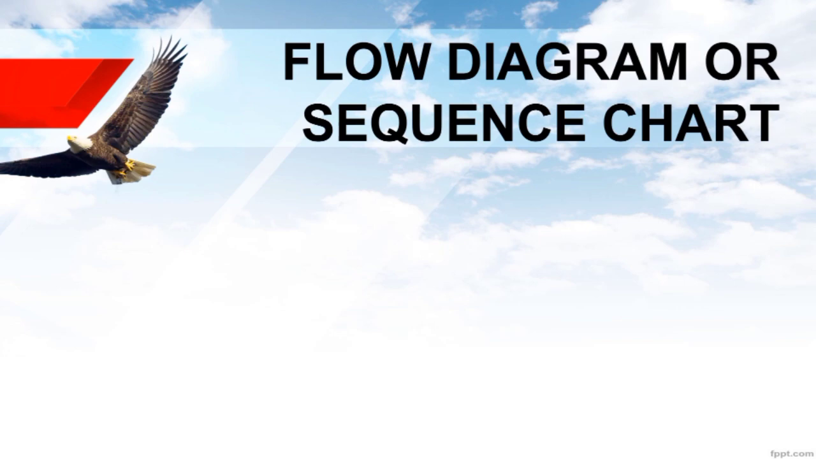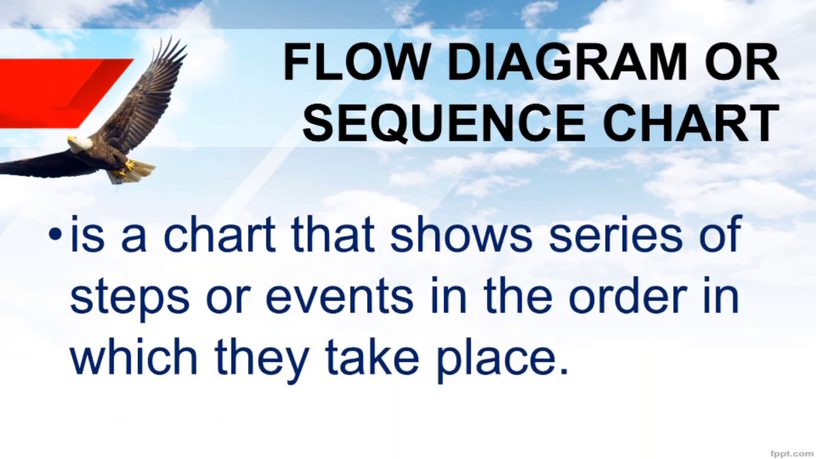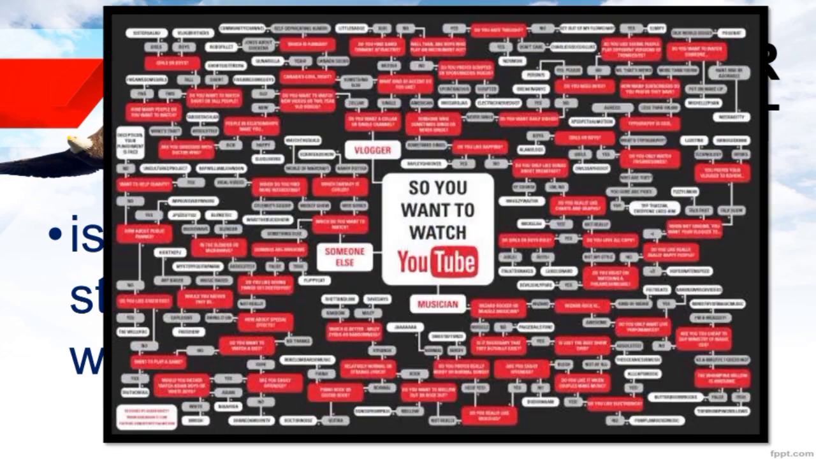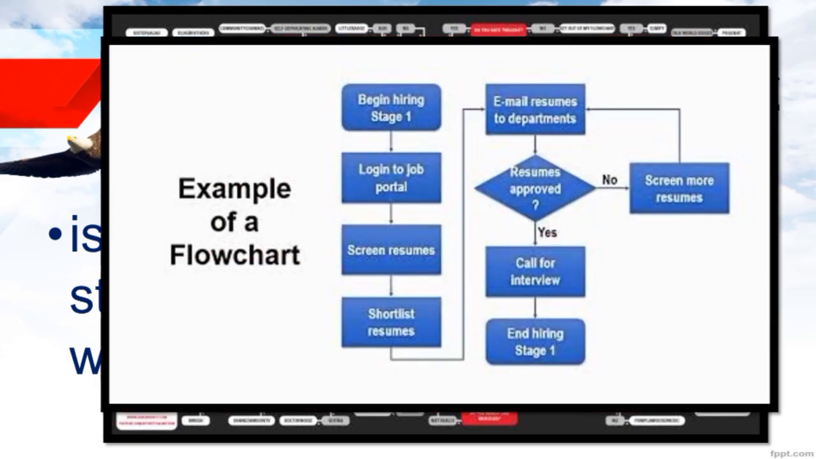Flow diagram or sequence chart. What is it? A flow diagram or sequence chart is a chart that shows a series of steps or events in the order in which they take place. Any concept that has distinct order can be displayed in this type of organizer. These are just some of the examples of flow diagram or sequence chart.